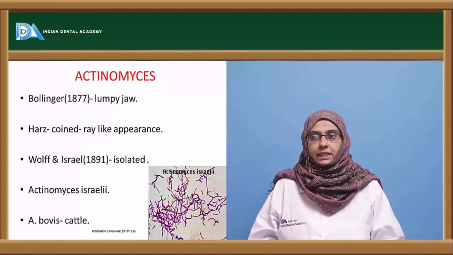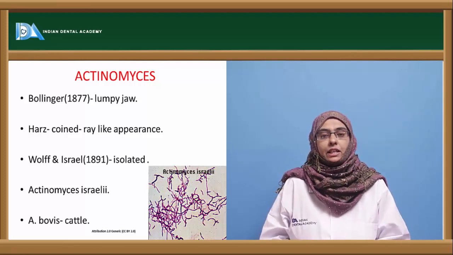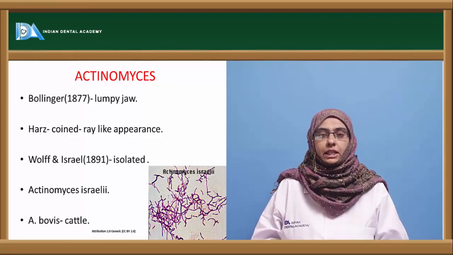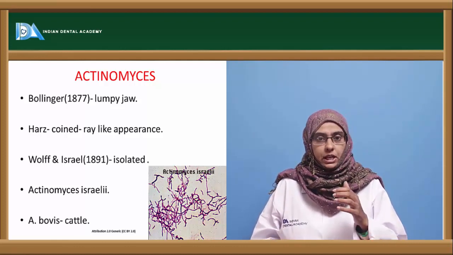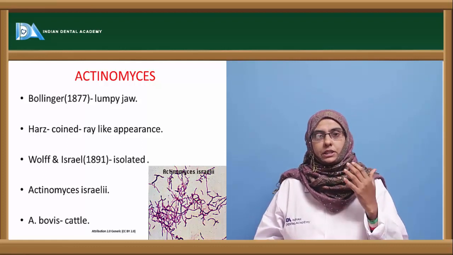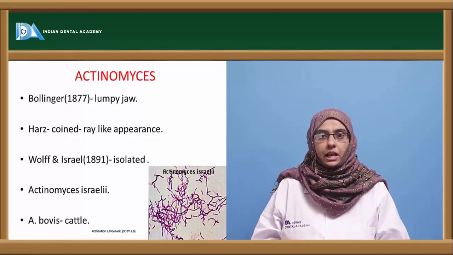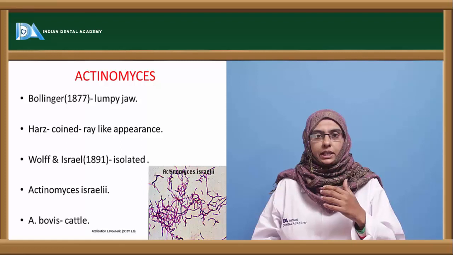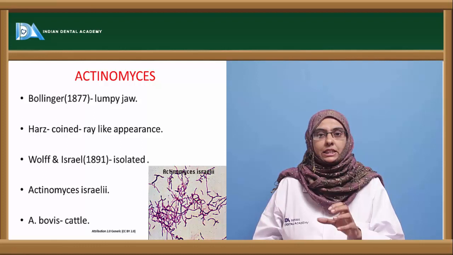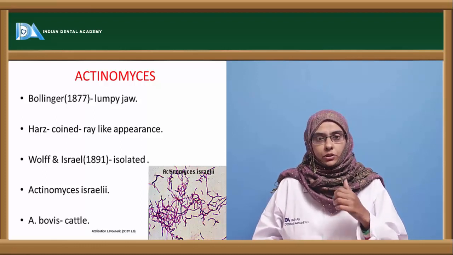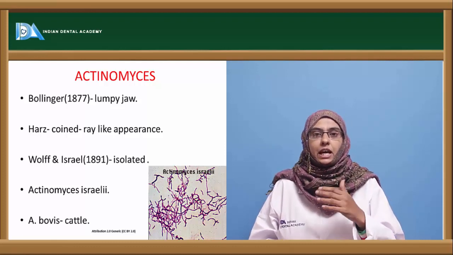Coming to Actinomyces, this was first identified by Bollinger in 1877 in a lumpy jaw seen in cattle infection, so it was called actinomycosis. The term Actinomyces was given by the scientist Haas, who coined it for the ray-like appearance. A sun ray-like appearance was seen in the granular lesions produced by this organism, and because of this ray-like appearance, the term Actinomyces, that is ray fungus, was given.